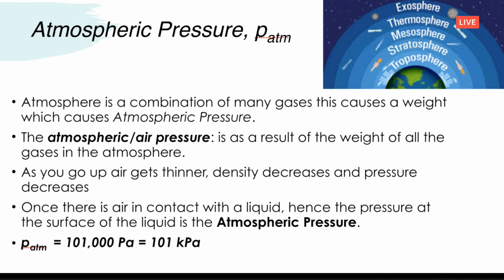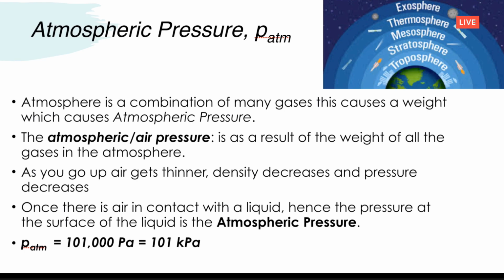So it says that the atmospheric pressure is the result of the weight of all of the gases in the atmosphere, and as you go up, the air gets thinner, the density decreases, and the pressure decreases. So it means as we come down now, the pressure is going to increase.